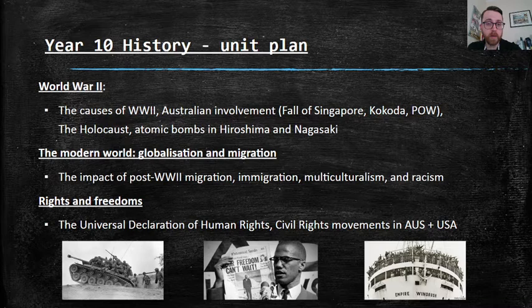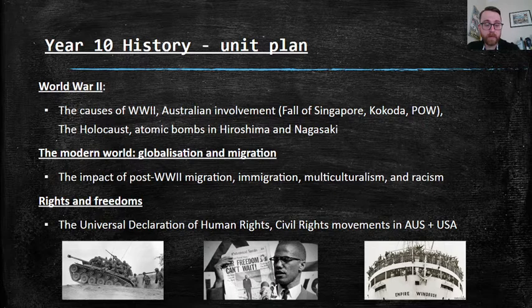So we look at how not just Australian prisoners were treated during the war, but you can connect that to how Japanese prisoners were treated by the US and by Australia. You can connect it to the Holocaust, which we will also hopefully have time to look at in World War II, and then the atomic bombs in Hiroshima and Nagasaki.